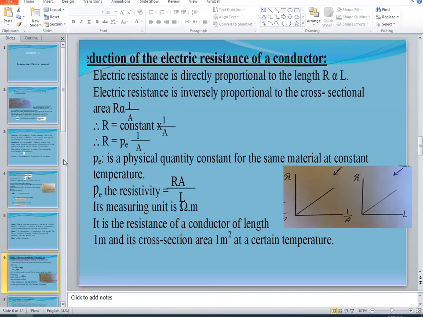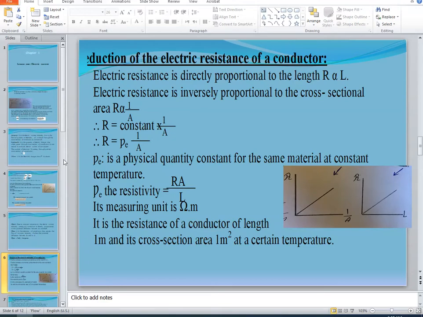What are the factors that affect the ohmic resistance? The factors that affect the ohmic resistance are depending on the nature of the ohmic resistance itself. The ohmic resistance is the collision, so any factor that act on the collision is the factor which change the ohmic resistance. Try to think with me about these factors. Of course, number one is the temperature. The temperature act on the ohmic resistance, we know that.